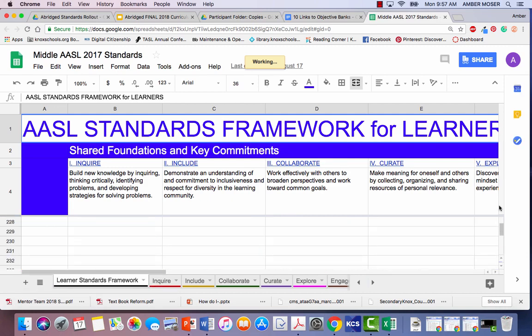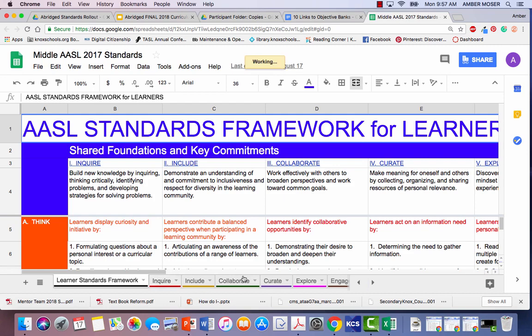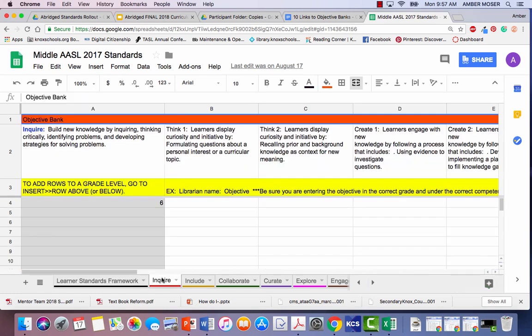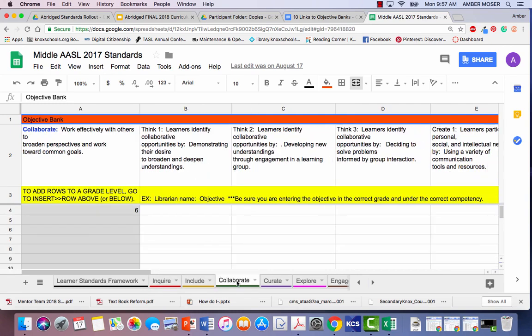Down at the bottom, you're going to see some different tabs. This first page is the entire learner framework. Then the framework is broken down into the 6 shared foundations. There's a sheet for inquire, include, collaborate, and so on and so forth. If you continue on down those sheets at the bottom, you're going to see some other helpful planning links.